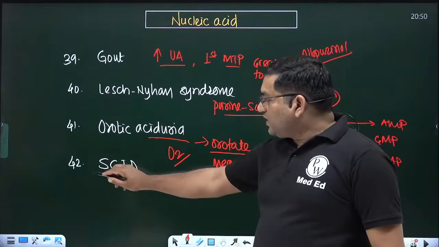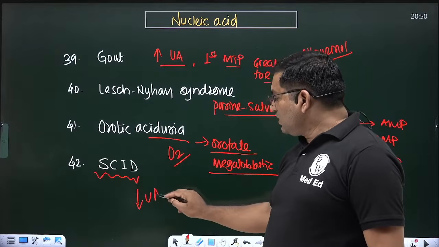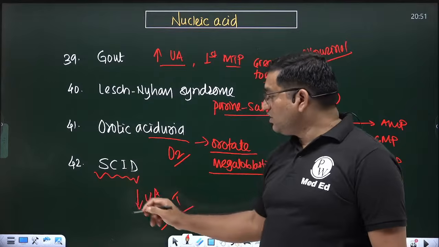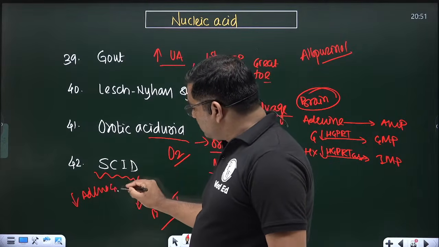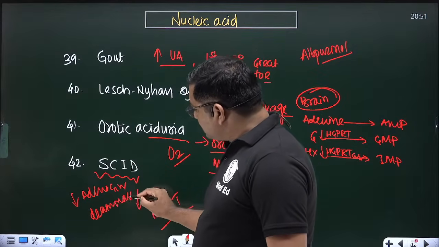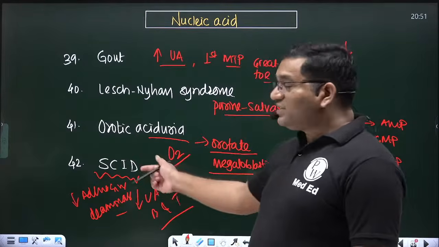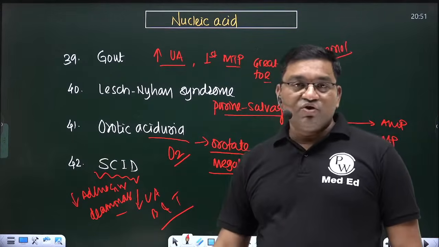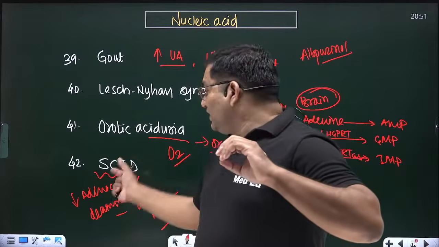Then severe combined immunodeficiency, a disease in which there is decreased uric acid level. Both B cells and T cells are affected. There is decreased activity of adenosine deaminase; this enzyme is defective. Both T cell and B cell functions are affected, which causes recurrent infection, and there is decreased uric acid level.